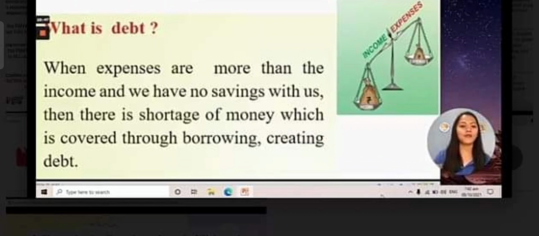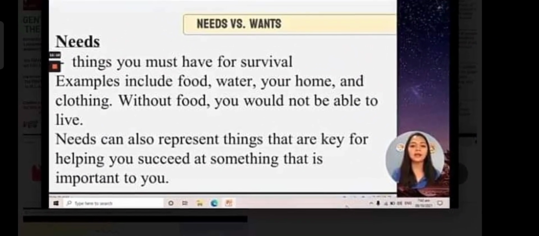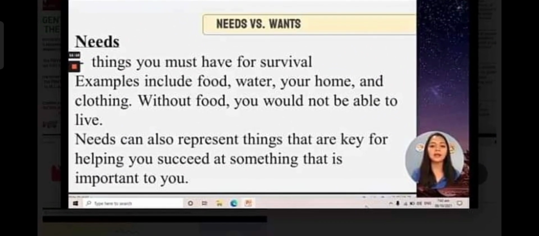So that is how debt comes in. Debt enters because the salary is small and there are many expenses. So there is no saving with us, nothing saved. Debt means utang. Next, need versus want. This is very important, that you have to consider those wants.